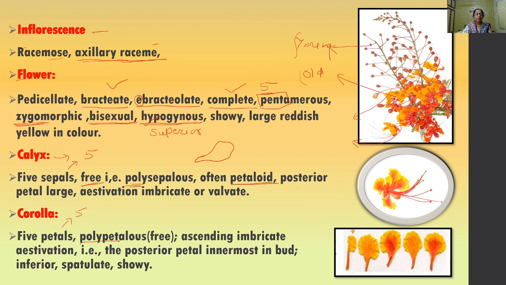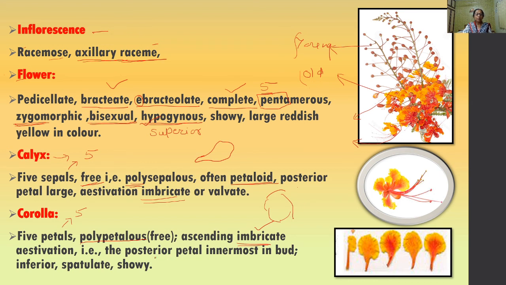So, we will describe it as a polypetalous condition. The estivation here is also imbricate. Now, in case of the imbricate type of estivation, one member is outer, one member is inner, and 3 of them are overlapping with each other. So, this is the arrangement which is seen in both cases, that is, in case of the sepals as well as in case of the petals.